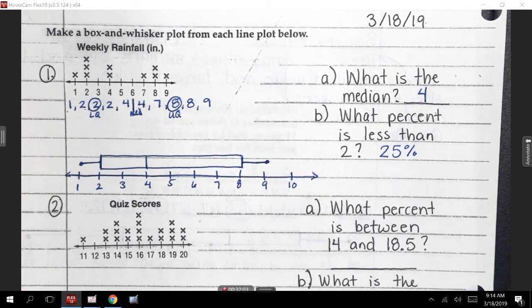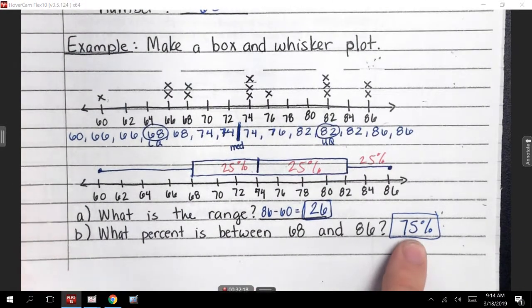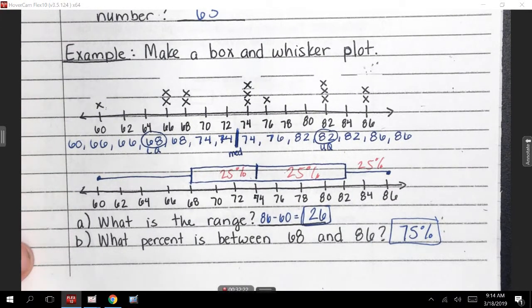Question, Jacob? So basically if they ask us anything about percents, it's going to be 25? It's going to be an increment of 25. So it could be 25%. It could be 50%. It could be 75% like we saw right here, because there we were looking at 68 to 86. Does that make sense? Okay. All right. Questions about number 1?